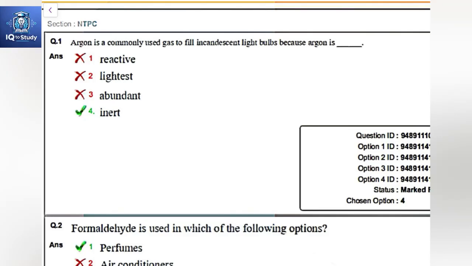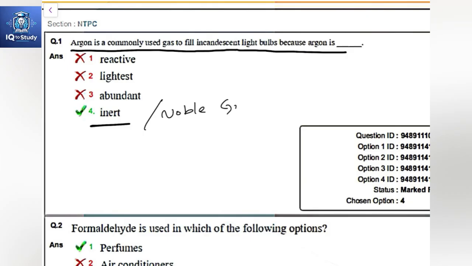Argon is a commonly used gas to fill incandescent light bulbs because argon is an inert gas. These are also known as noble gases. It is in the 18th group of the periodic table. Inert gases are used in incandescent light bulbs because they don't react with the bulb's tungsten filament.